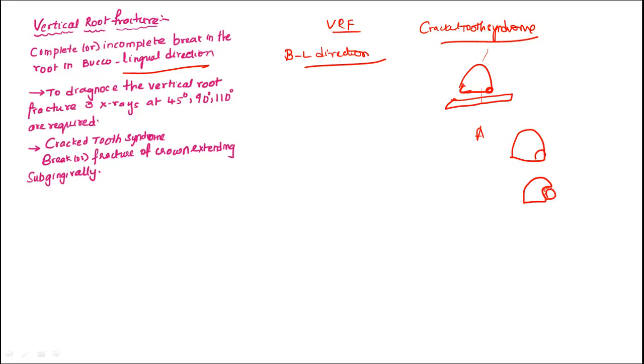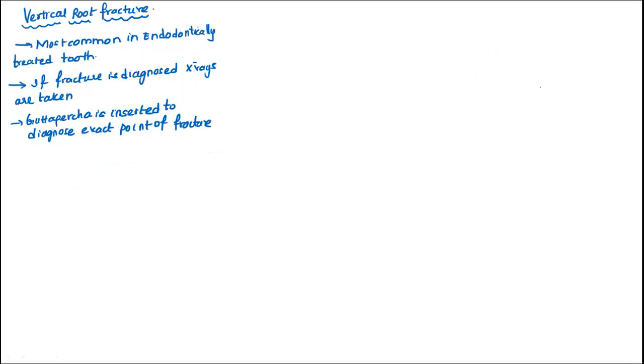Okay. Now coming back to the vertical root fracture. To diagnose the vertical root fracture, 3 X-rays are taken at 45 degrees, 90 degrees and 110 degrees. So next is cracked tooth syndrome. I have already explained about it. Break or fracture of the crown extending subgingivally. Now coming to vertical root fracture, most common in endodontically treated teeth. If fracture is diagnosed, X-rays are taken. Gutta percha is inserted to diagnose the exact point of fracture.